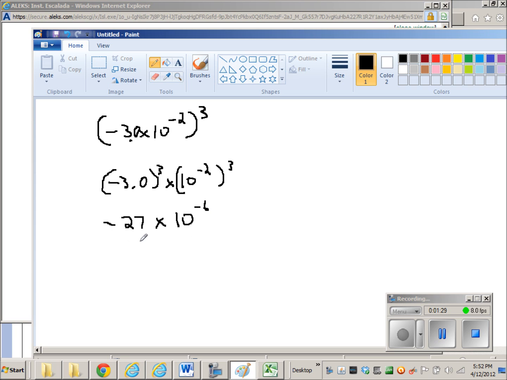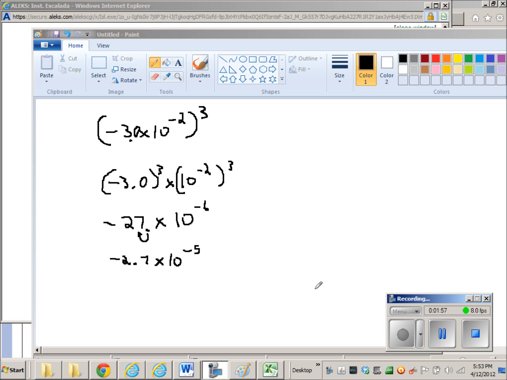And to get this back into scientific notation, you would have to move the decimal point from where it is right here to this place. So you'd end up having -2.7. Since you've made the magnitude of the number part smaller, you're going to have to make the power of 10 larger by 1. So you're going to add 1 to it. So it's going to be 10 to the -5.